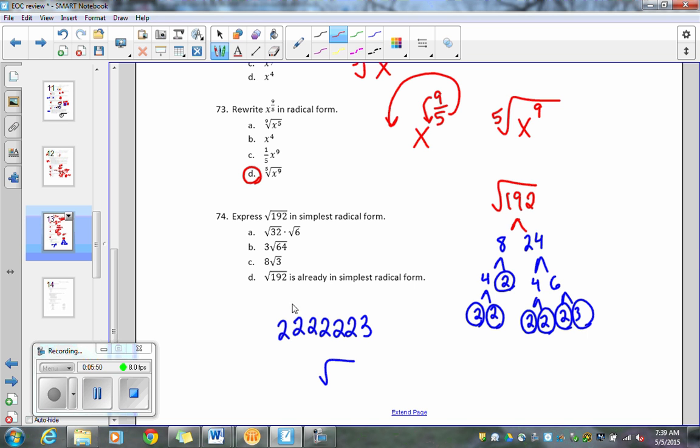If you remember, anything that you're able to make a pair of, you put on the outside. So I was able to make one pair of twos, I put a 2 on the outside. Another pair of twos, put another 2 on the outside. Another pair of twos, put it on the outside. And I'm left with the 3, which goes inside. Now, what do I do with these 3 twos out here? I'm going to multiply them together. So it's 2 times 2 times 2, which gives you 8 radical 3, which is C.